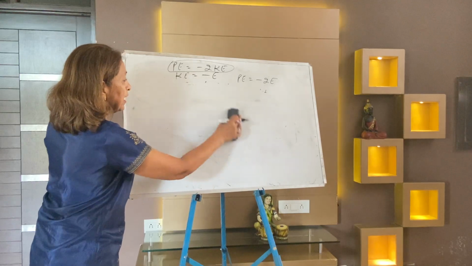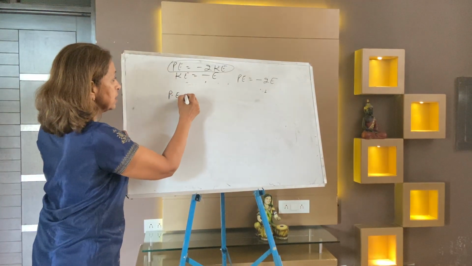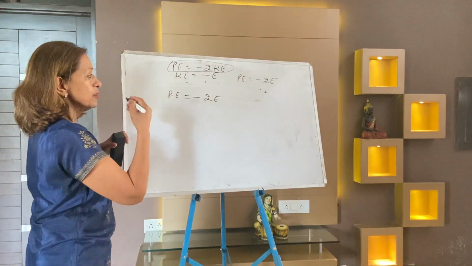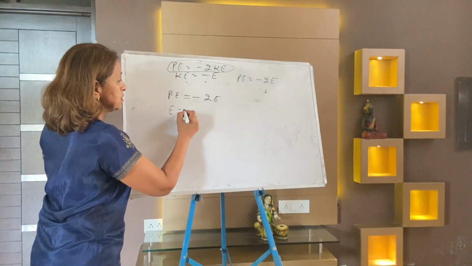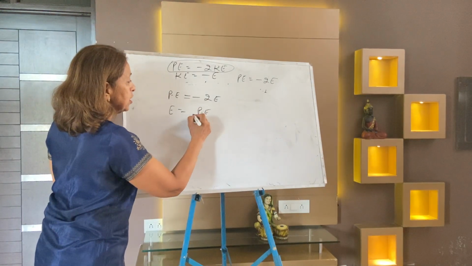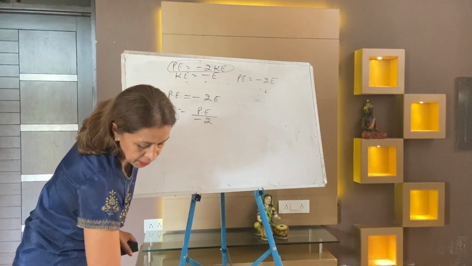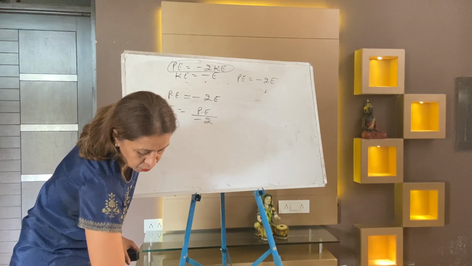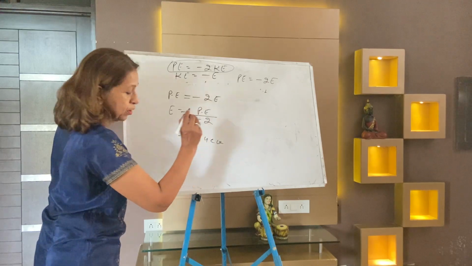After that, calculate the total energy. Potential energy is equal to minus 2 of total energy. So now you calculate the total energy. Total energy is equal to potential energy divided by minus 2. After calculating, your answer will come as minus 3.4 electron volt.